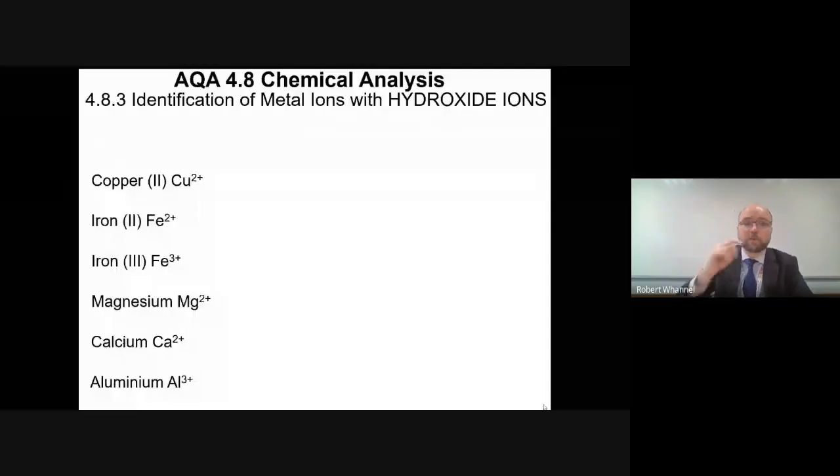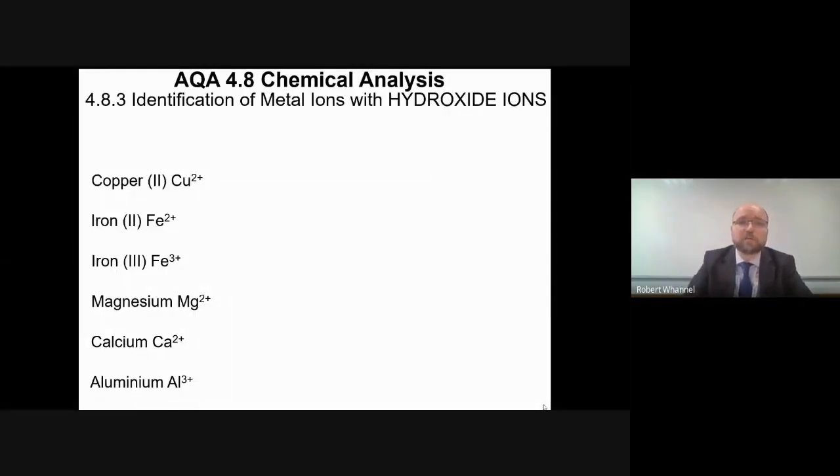Okay, so this is 4.8.3, identification of metal ions with hydroxide ions. And there are 6 different metal ions that you need to be able to identify. Copper 2+. Now, these Roman numerals, for the transition elements, the ones in the middle, they can sometimes make more than one ion. And to know which one it is, they use the Roman numerals. II for 2, and then down there for iron, III for 3+. Magnesium and calcium are in group 2, they do 2+. Aluminium in group 3 does 3+.